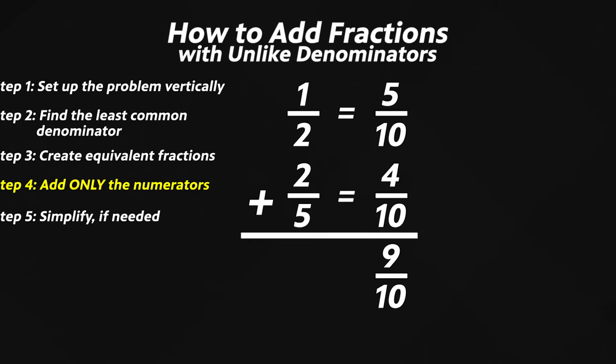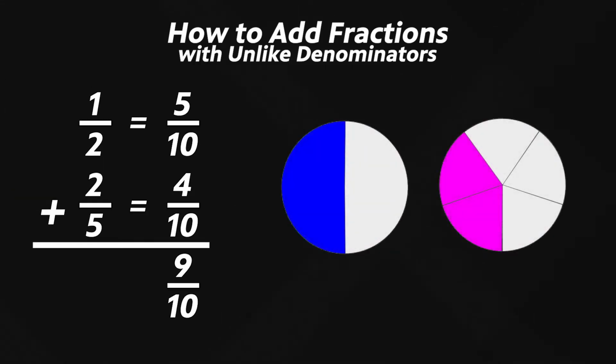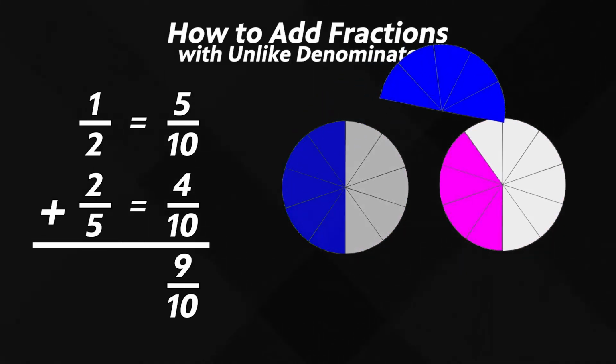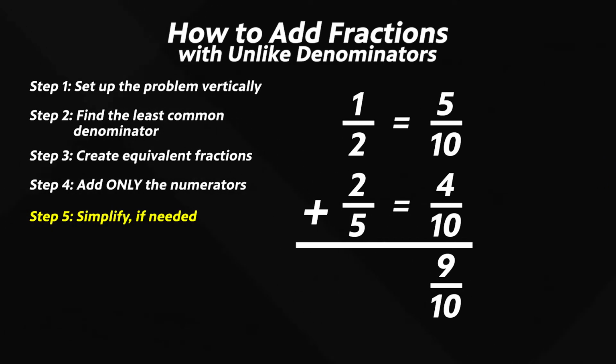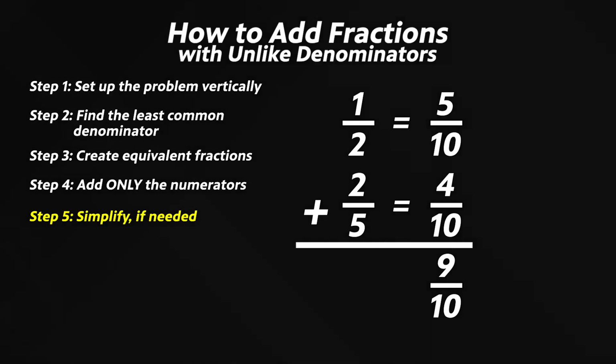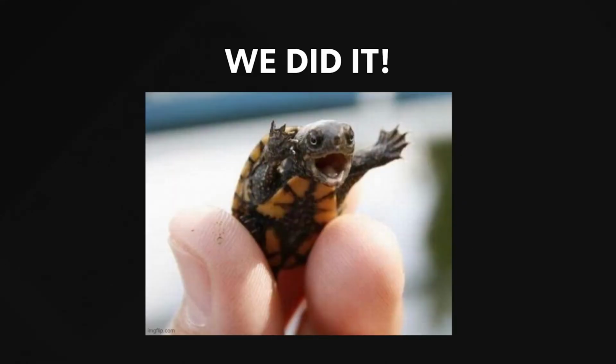Let's look at it with our models. We just turned 1/2 into 5/10, and we turned 2/5 into 4/10. We combined them to get our same amount as before, but now it's much easier to see that it's 9/10. The last step would be to simplify if needed, but this problem is already in simplest form, so we actually get to skip that step.